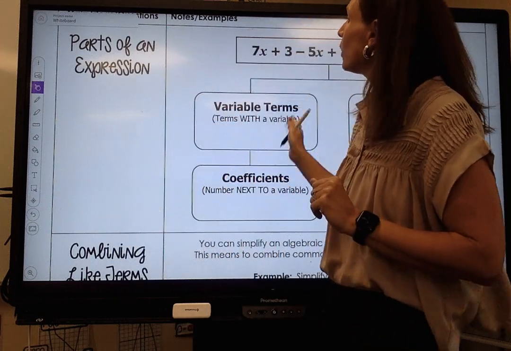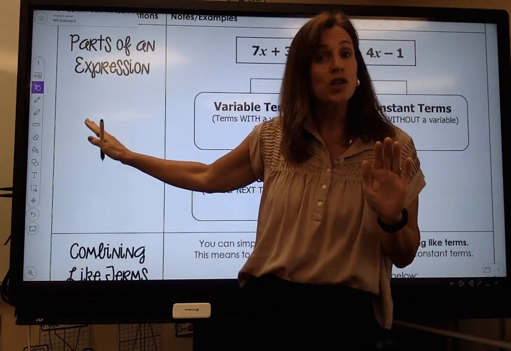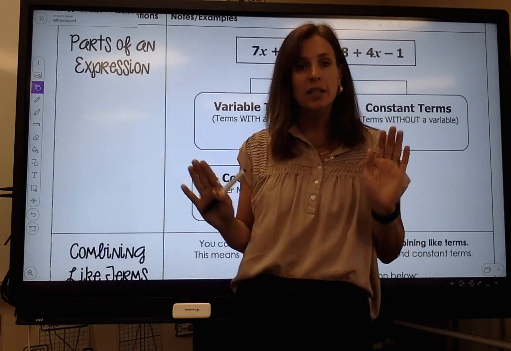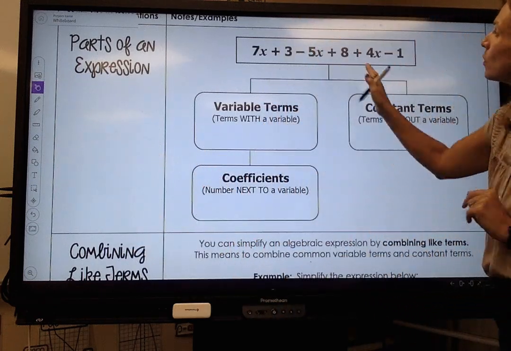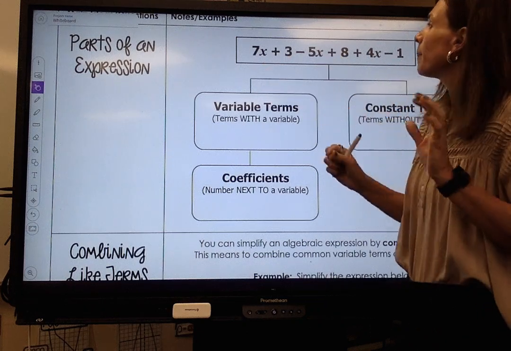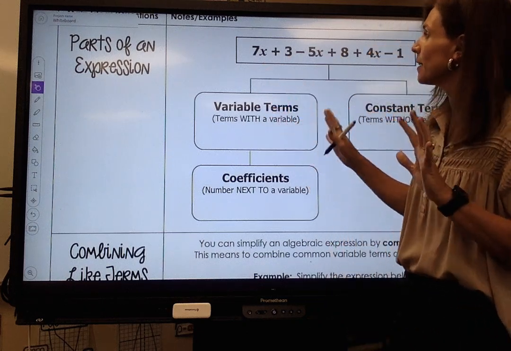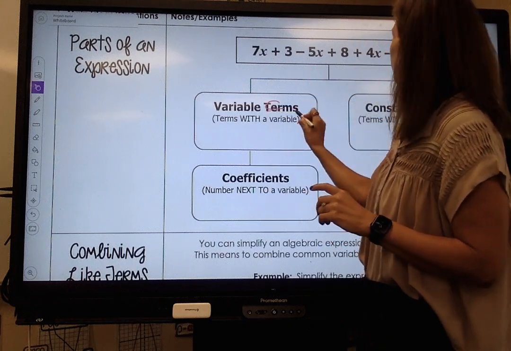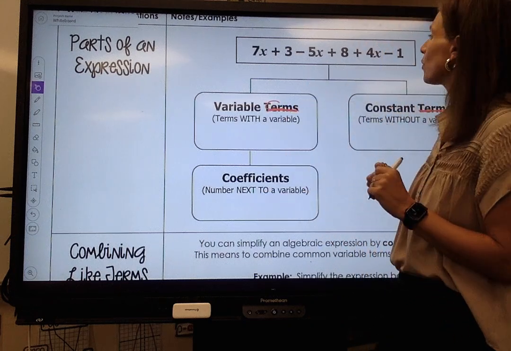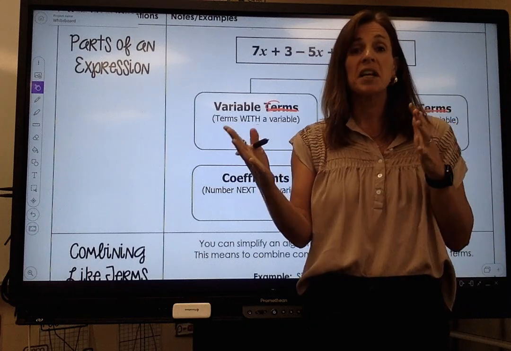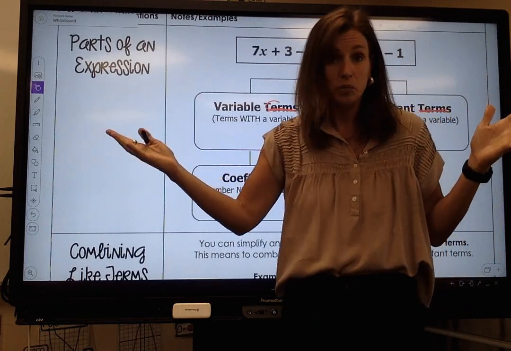So if you look at this, remember we're talking about an expression here. An expression, there's no equal sign. It's just an expression. It's a phrase. So if you look up here, you've got a lot of stuff going on, right? You've got these terms. Terms are separated by positive and negatives. Positive and negative integers, positive and negative numbers, right?